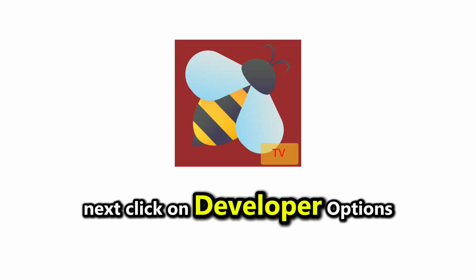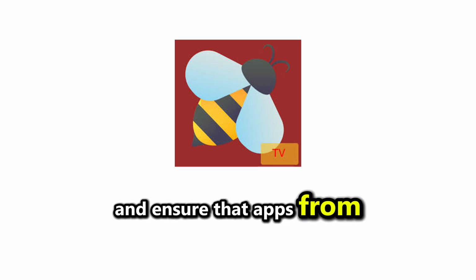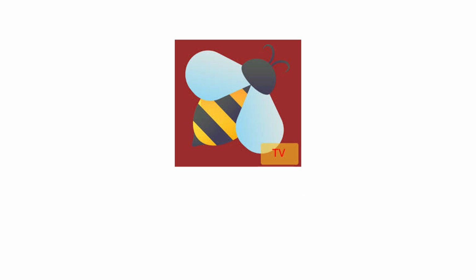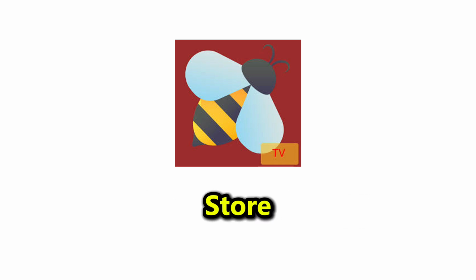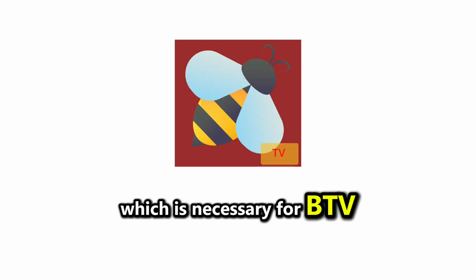Next, click on Developer Options and ensure that Apps from Unknown Sources is turned on. This setting allows you to install applications from outside the Amazon App Store, which is necessary for Beetv.